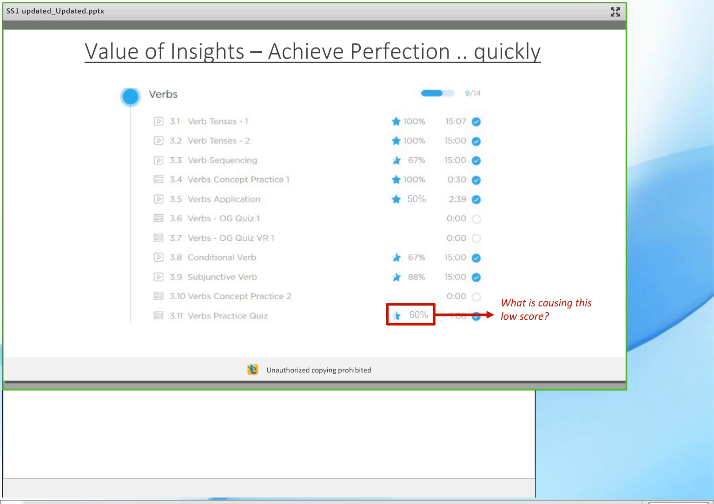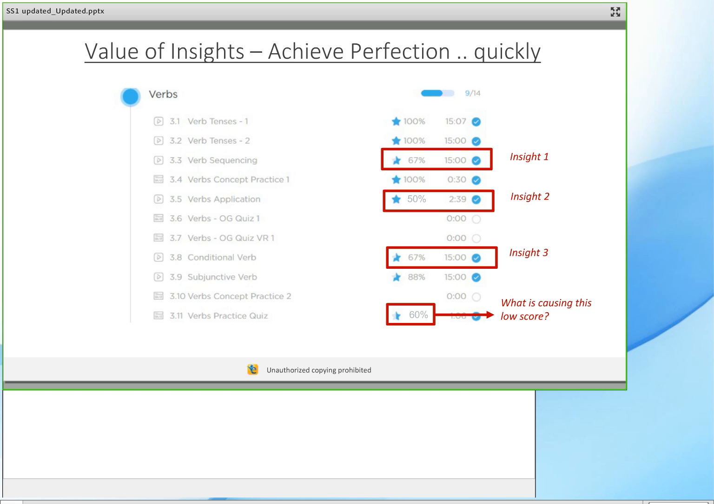And if you were to figure out why this guy is scoring less over here, you can really point out the causes right in this dashboard. Verb sequencing is an issue. Application is an issue. Conditional verb is an issue. Had this guy fixed these issues over here, he would not be facing issues at this point.